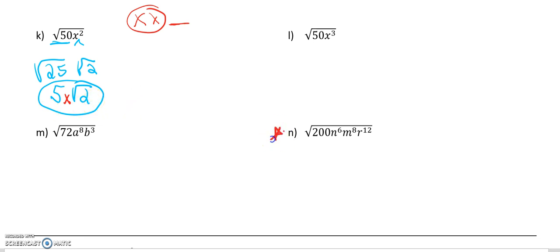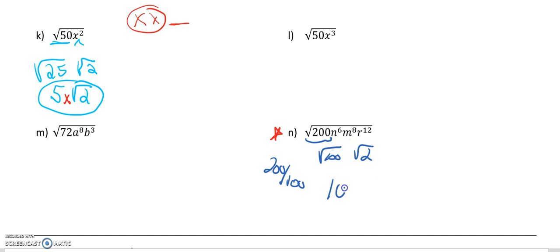If I pick one like n that's a little bit longer, don't be intimidated by it. Start with the 200. Okay, 200. I start dividing it by things and I say, if I go back to my list of perfect squares, I could try 200 divided by 121. Not going to work. Let's try 200 divided by 100. Ding, ding, ding. That one works. So let's split this up into 100 times 2.